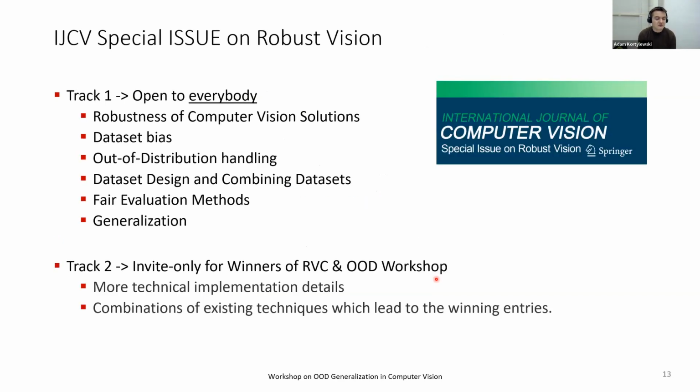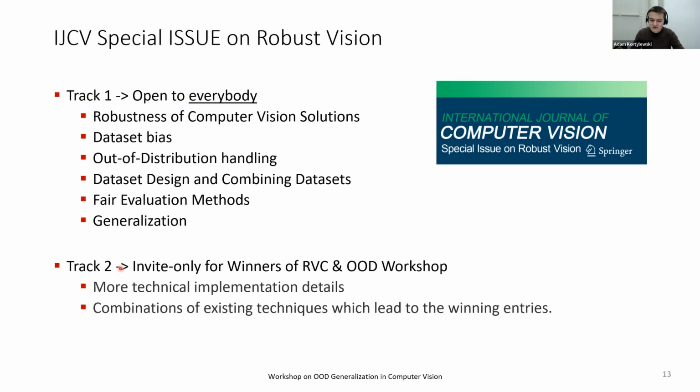A few more words on this IJCV special issue. This special issue has two tracks. One track is open to everybody, and we encourage everyone to please submit their work to this special issue, with a submission window that I think will open late November or beginning of December. And then there is a second track where we invite only the winners of the robust vision workshop, which happened yesterday, and the out-of-distribution generalization workshop. So please consider submitting your work to this IJCV special issue.